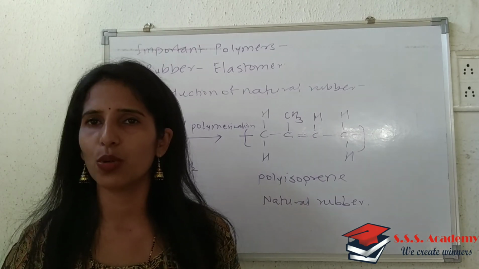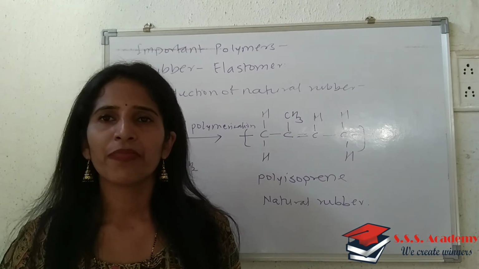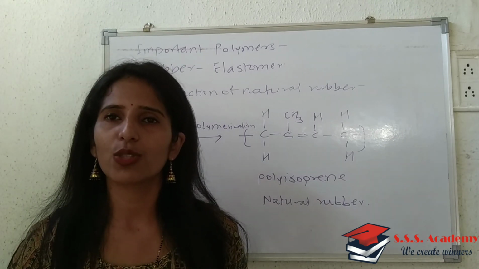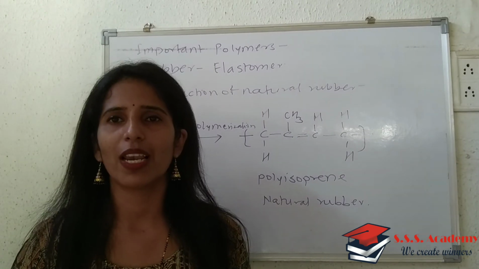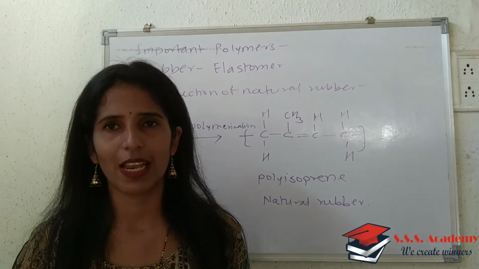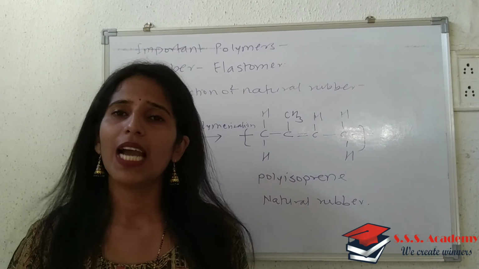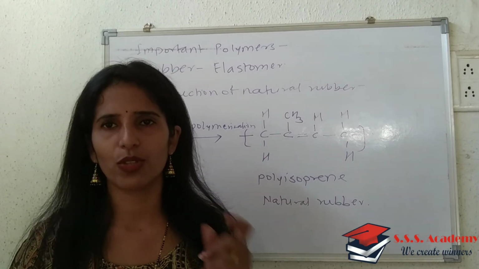What are those? See, we will revise. It consists of cis configuration at the double bond. It consists of various chains which are linked together by weak forces like van der Waals forces of attraction, and they are said to possess a coiled structure. So that is the first point.